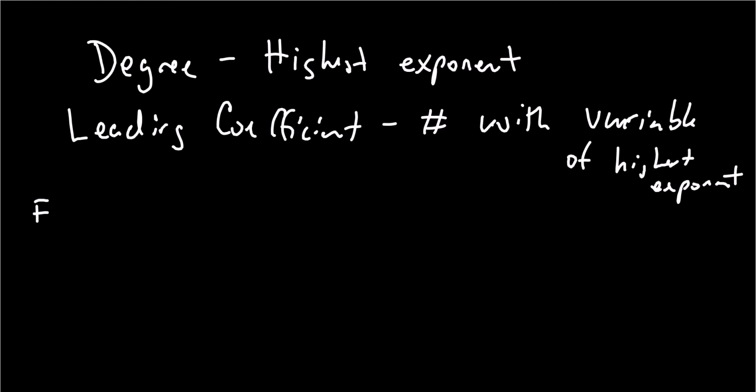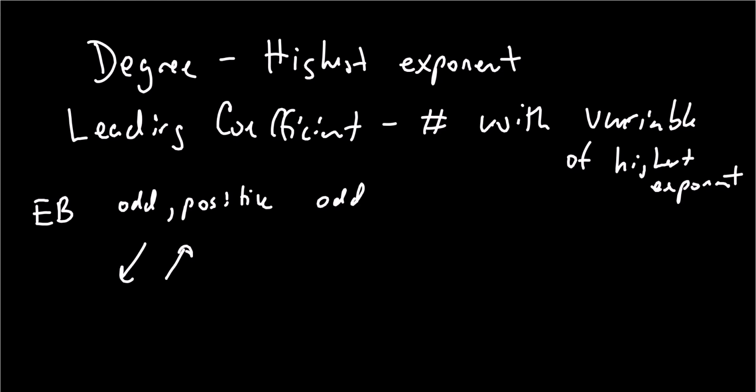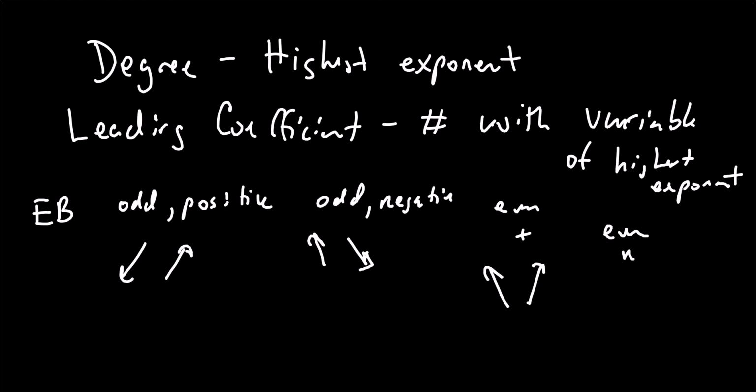And then you're going to have to know that end behavior is going to be broken down into odd and positive. And I'm going to show it with arrows. So I'm going to say if it's odd and positive, it's going to go down and to the right, up and to the left. If it's odd and negative, that's going to be flipped. So it's going to go up and to the left, down and to the right. If it's even and positive, it's going to go up and to the right, up and to the left. If it's even and negative, it's going to go down to the right, down to the left.